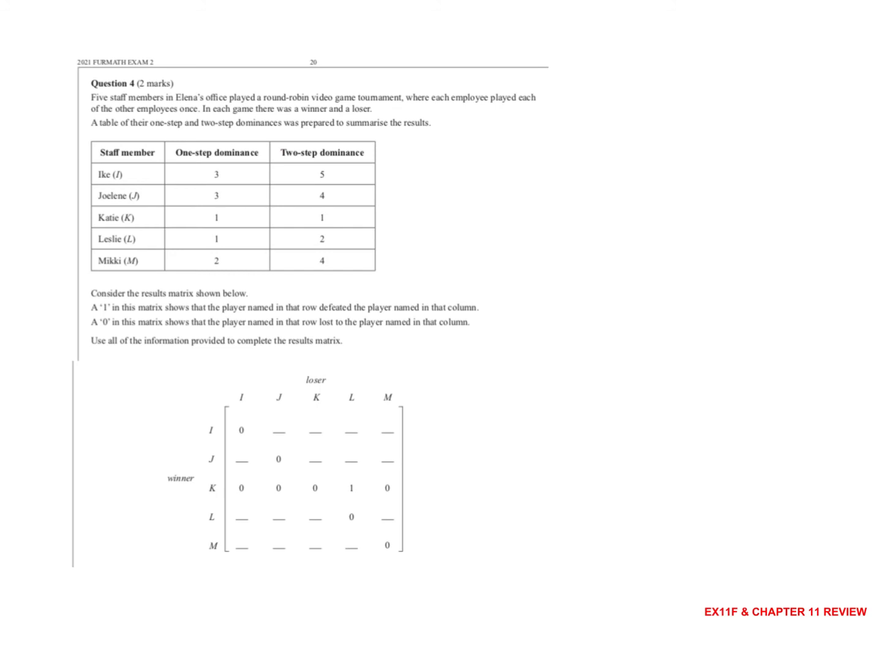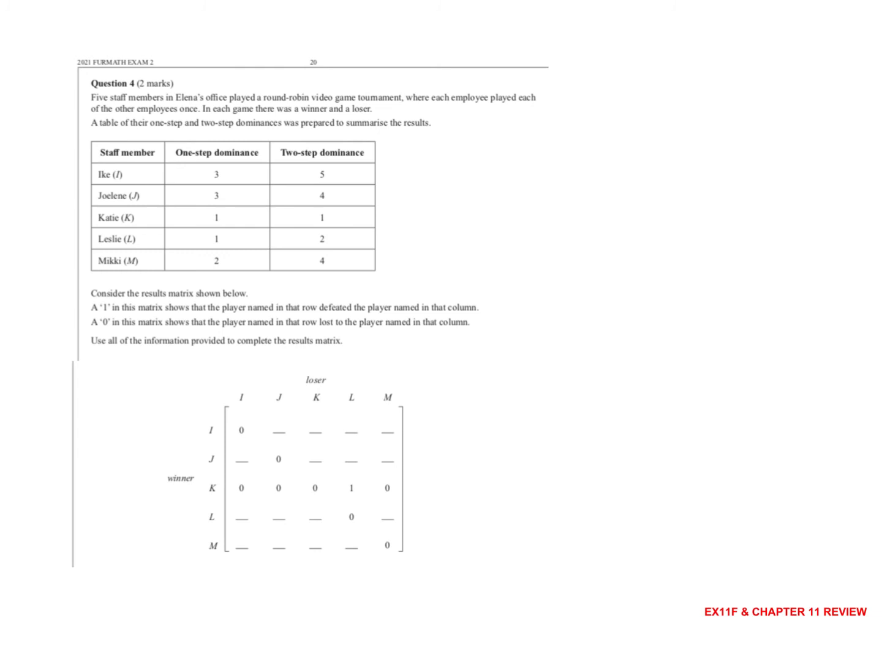Okay, question 4. 5 staff members in Elena's office played a round-robin video game tournament where each employee played each other once, and in each game there was a winner and a loser. It says a table of their 1 and 2-step dominance was prepared in the summary. So we can't see the matrices.